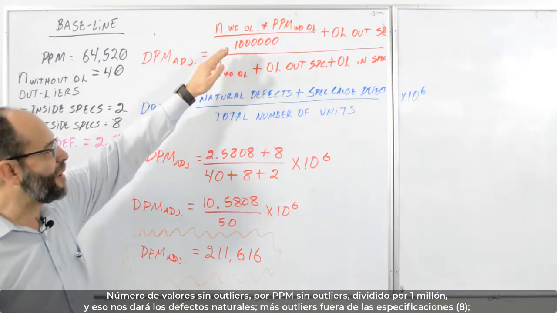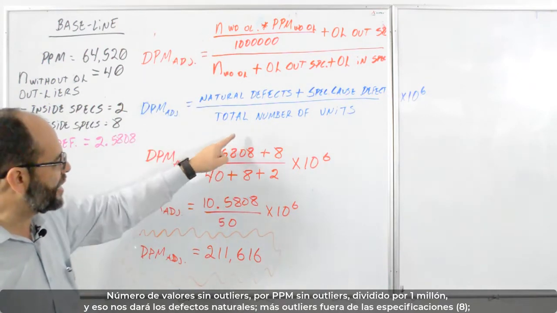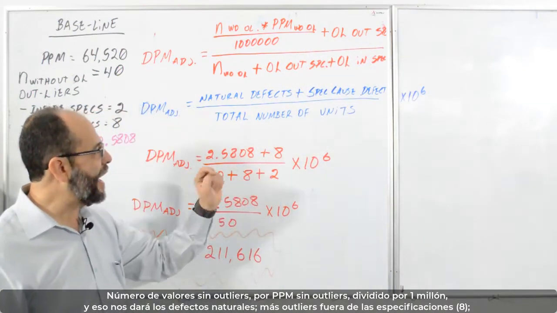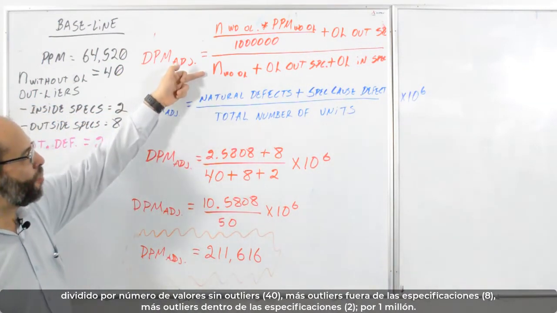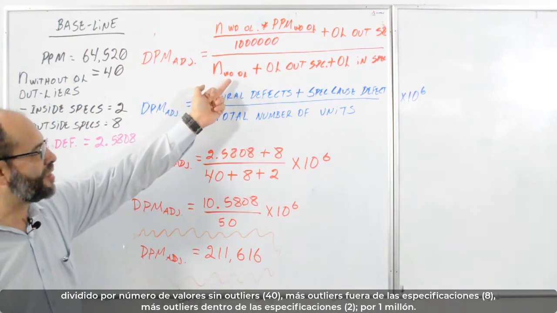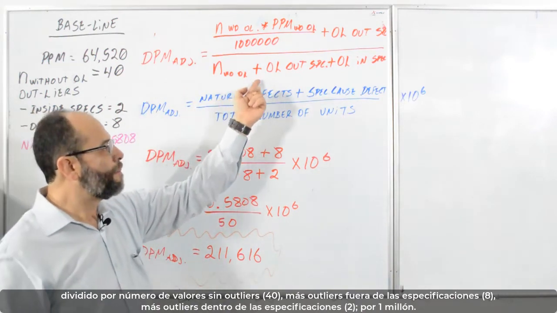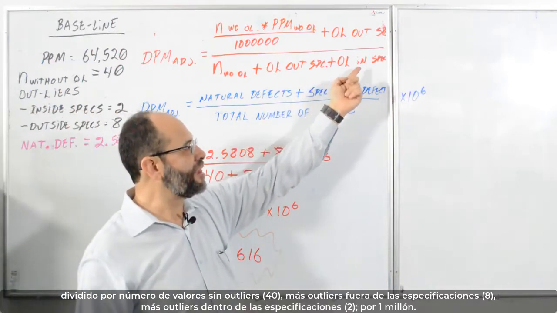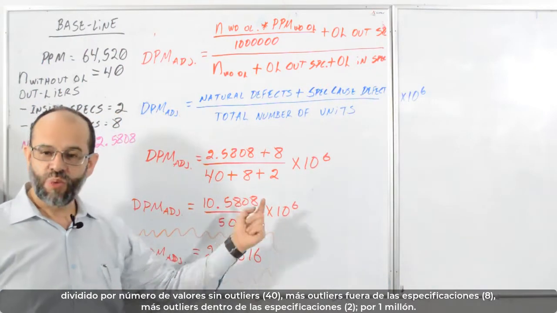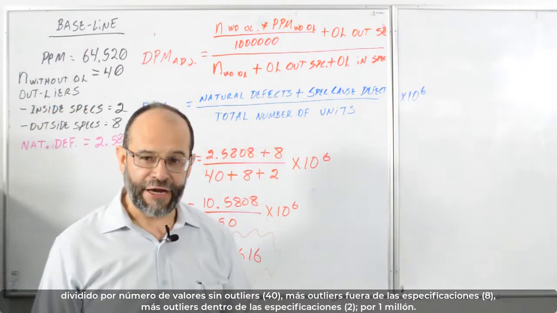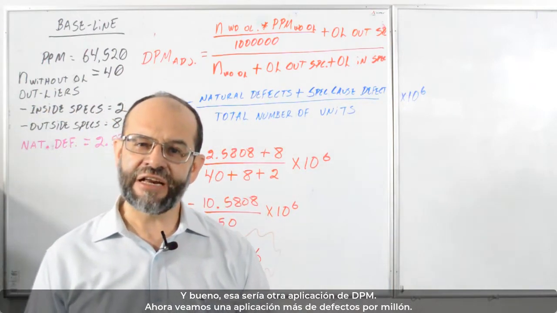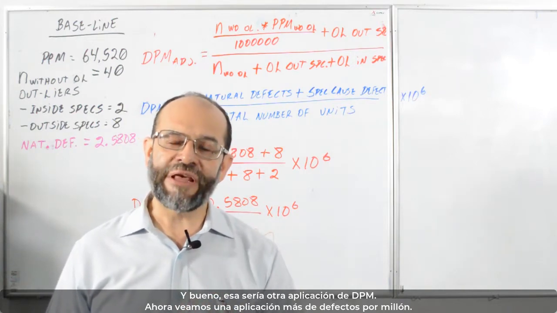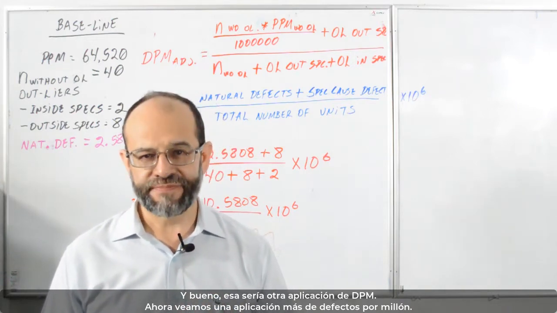without outliers divided by 1 million, and that will lead to the natural defects, plus outliers outside the specs, 8, divided by number of the values without outliers, 40, plus outliers outside the specs, 8, plus outliers inside the specs, which are 2, times 1 million. And well, basically that will be another application. Let's take a look at one more application of defects per million.